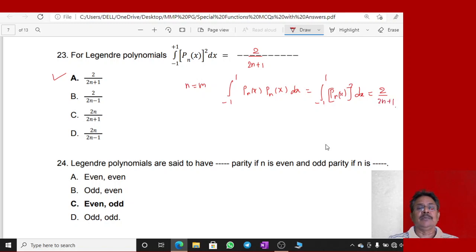So this is again a memory based question. You have to remember that right hand side of this integral minus 1 to plus 1, Pn of x bracket square into dx is equal to 2 upon 2n plus 1. So out of these 4 options, option A is the correct option for this question number 23.